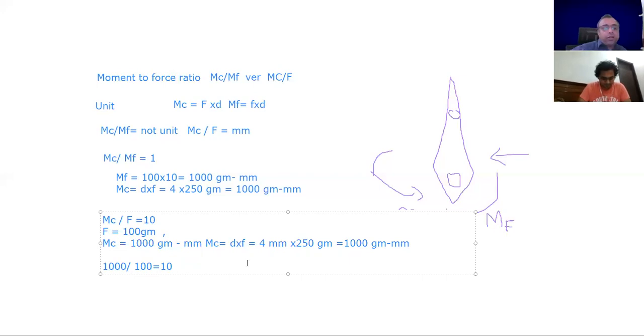So in this way, this ratio will come in the range of, because it's a moment of force, that should be 10 millimeter if we are going to place the unit here. So this is the bodily movement.